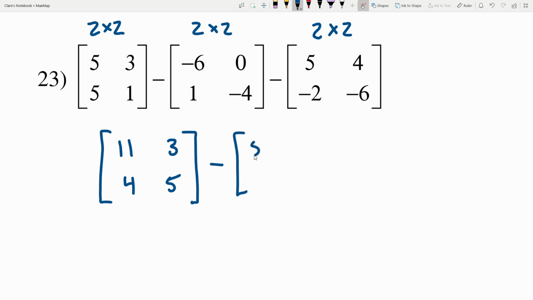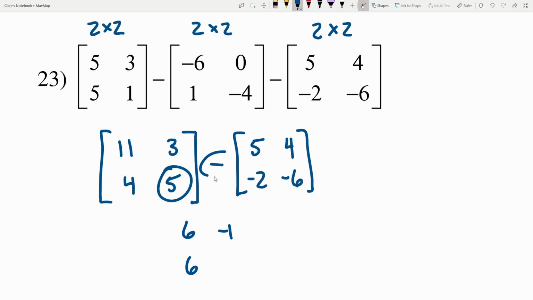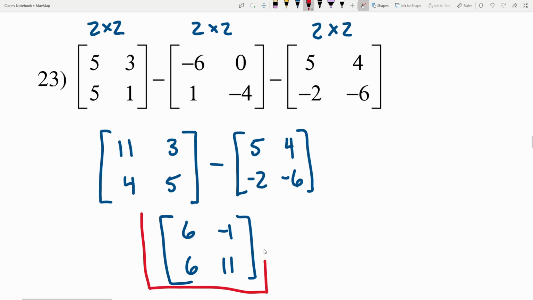And then I'll subtract 5, 4, -2, -6. So 11 minus 5 is going to be 6. 3 minus 4, that's going to be a -1. 4 minus -2 is 4 plus 2, which results in 6. And then 5 minus a -6, 5 plus 6 is 11. So reading my solution by rows, I have 6, -1, 6, 11. Or reading it by columns, I have 6, 6, -1, 11.